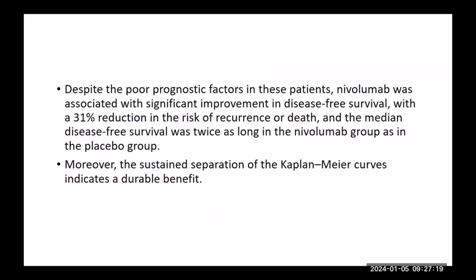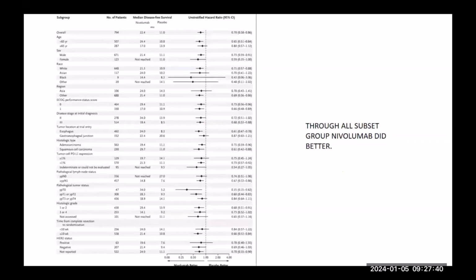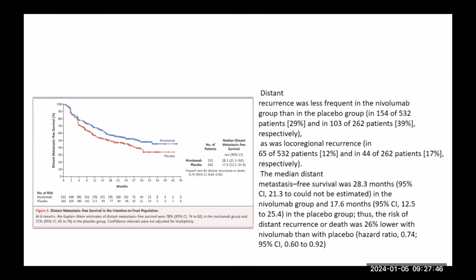And despite the poor prognostic factor of residual disease in these patients, nivolumab was associated with a significant improvement in disease-free survival and a 31% reduction in the risk of recurrence and death. And there was a sustained separation of the Kaplan-Meier curves, which showed that the benefit of nivolumab was sustained over a longer period of time. And this graph again is showing that all the subsets of patients did better with nivolumab compared to placebo.